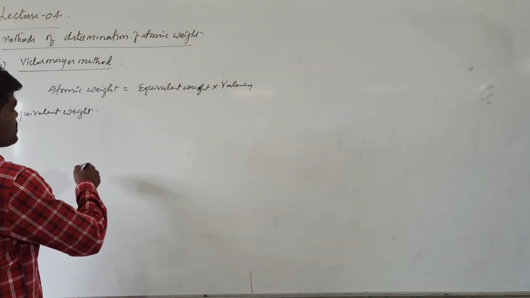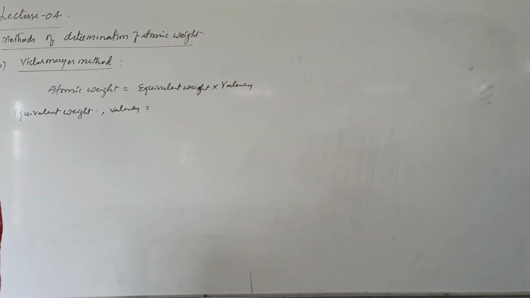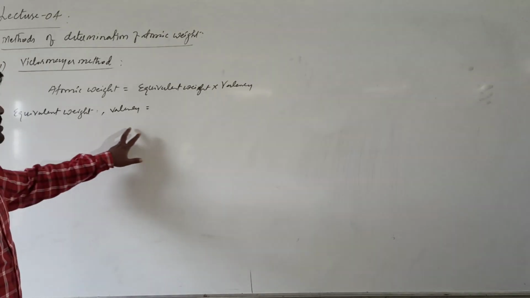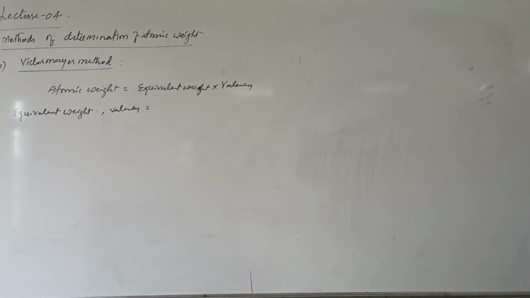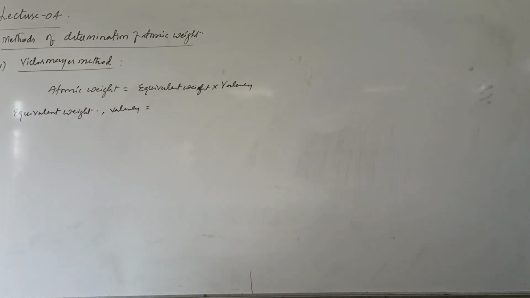And what about valence? Valence is nothing but binding capacity: how many bonds it can form. So when you know the equivalent weight as well as the valency of an element, you can calculate the atomic weight of that particular element. This is the first method from which we can calculate the atomic mass or atomic weight.